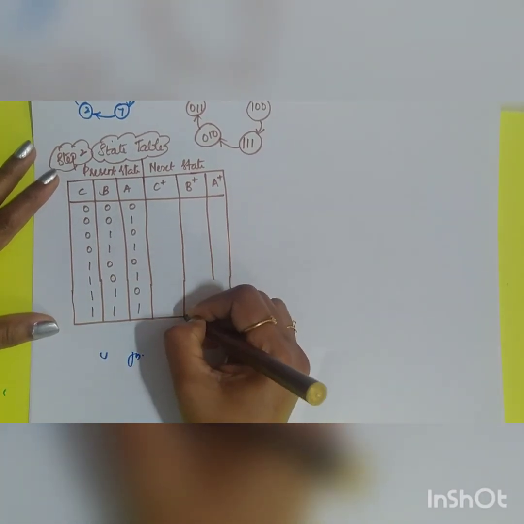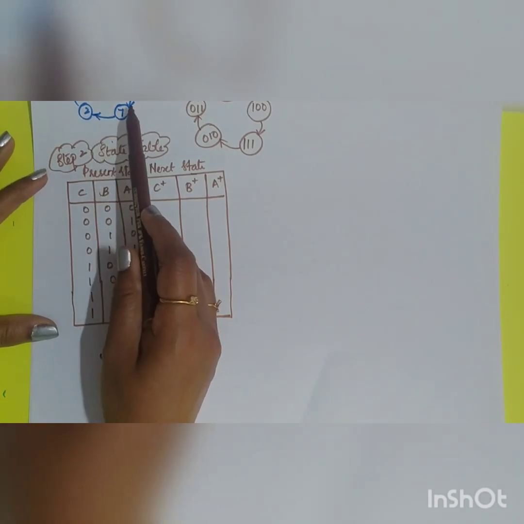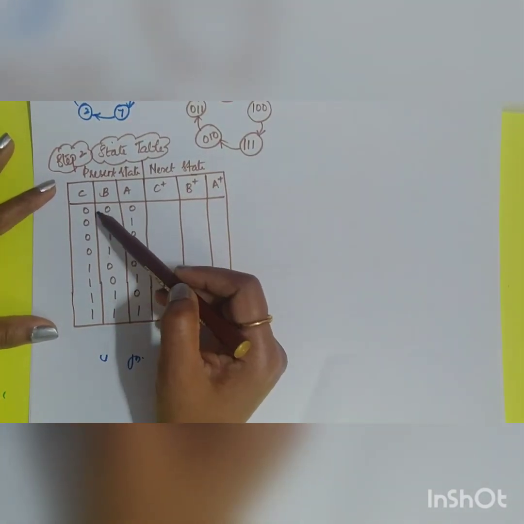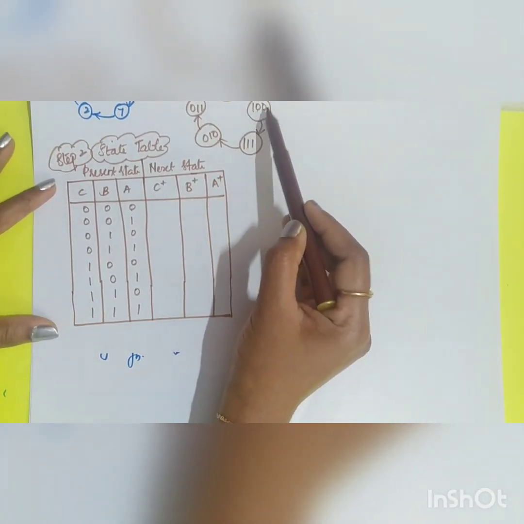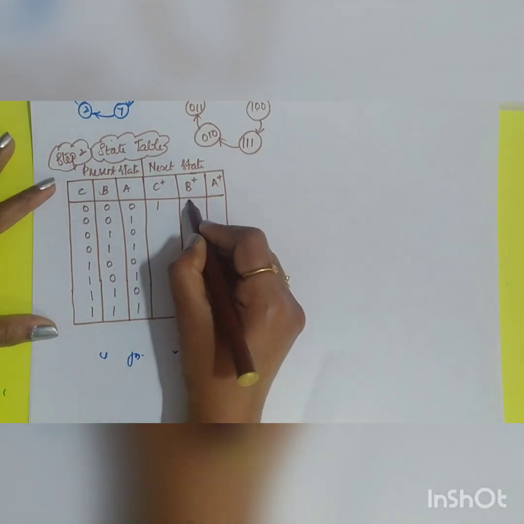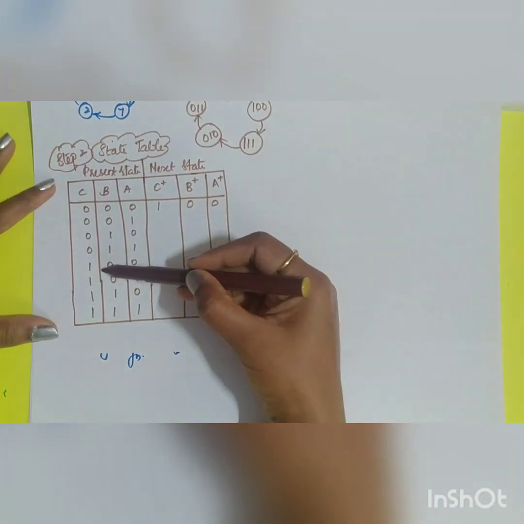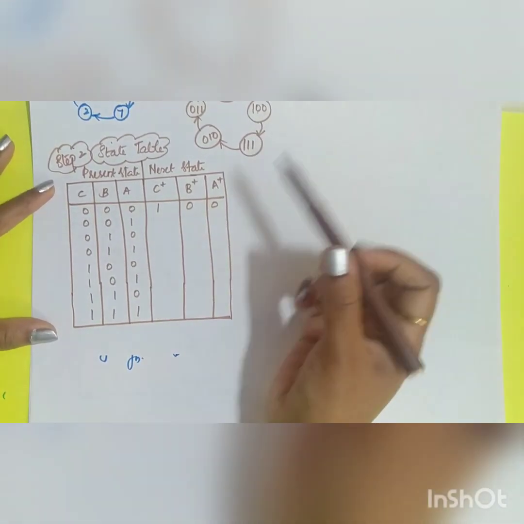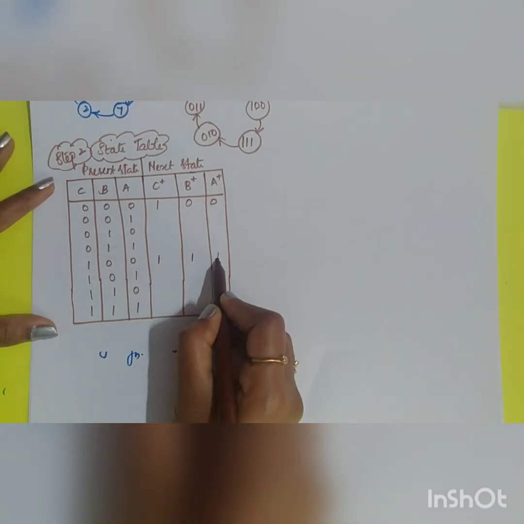So what will be your next state? See here carefully, from the transition graph you can see the next state. From 0, 0, 0, what is your next state? Next state is 1, 0, 0. Now the present state is 1, 0, 0. From 1, 0, 0, what is your next state? 1, 1, 1. So from 1, 0, 0, your next state is 1, 1, 1.